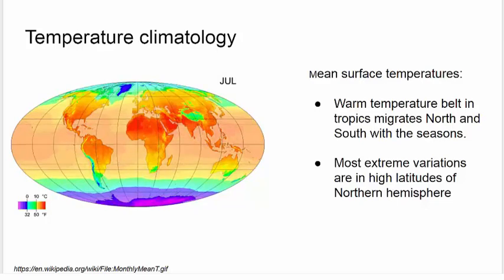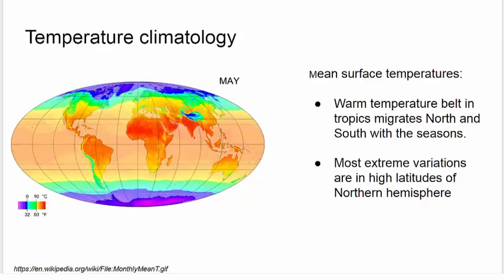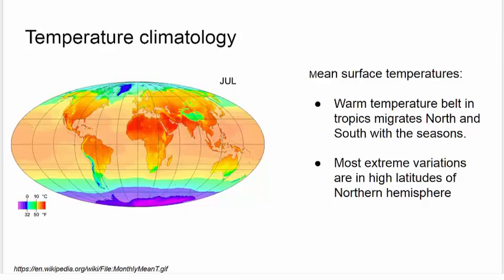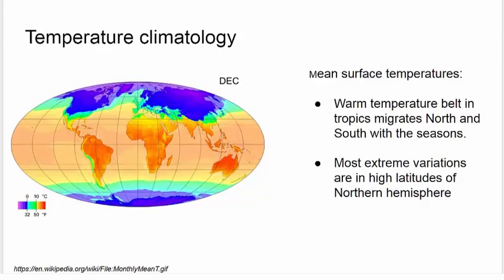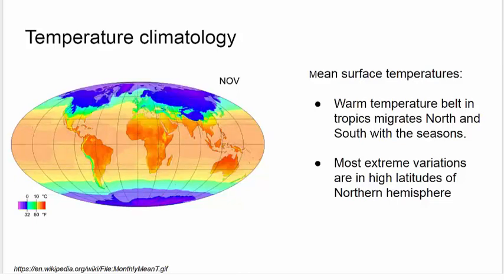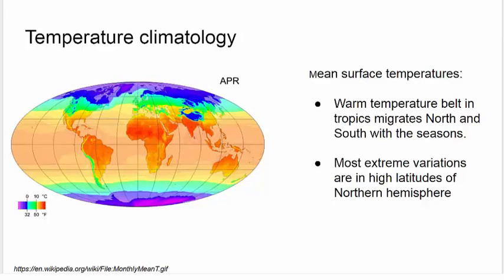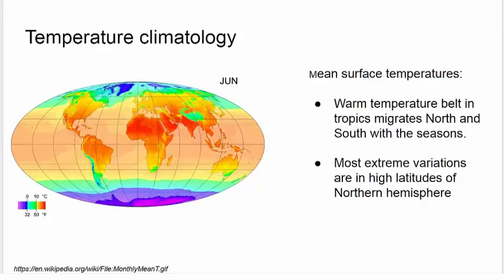What you can notice is that this belt of warm temperatures around the tropics shifts northward or southward depending on the season. And in certain areas, like Siberia, you can see changes of around 50 degrees Celsius from summer to winter, while in the tropics, some of these regions only have a change of around 3 degrees Celsius. So you get more extreme variations in the high latitudes in the northern hemisphere.